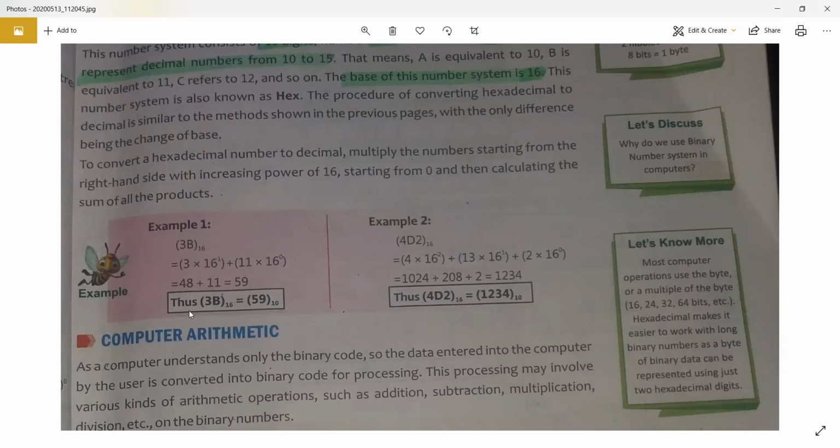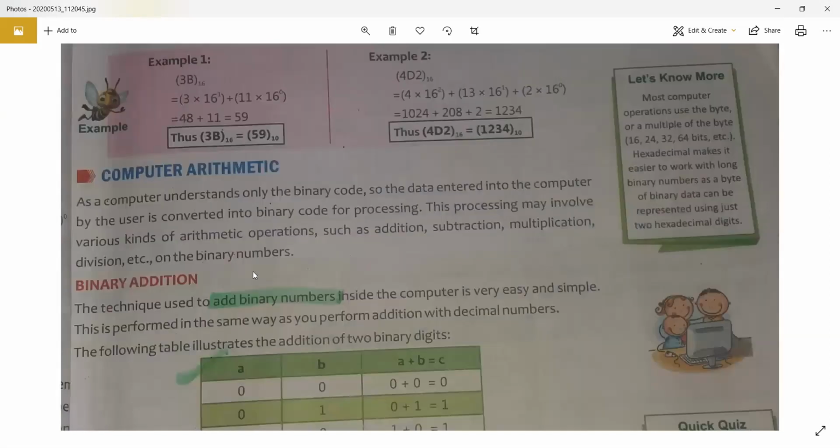So the procedure is almost the same for your octal and hexadecimal. It's not that complicated, right? It's simple. You have to multiply the face value into its base raised to the power of the position of that number, into the whole number. So this was conversion of your hexadecimal into your equivalent decimal.